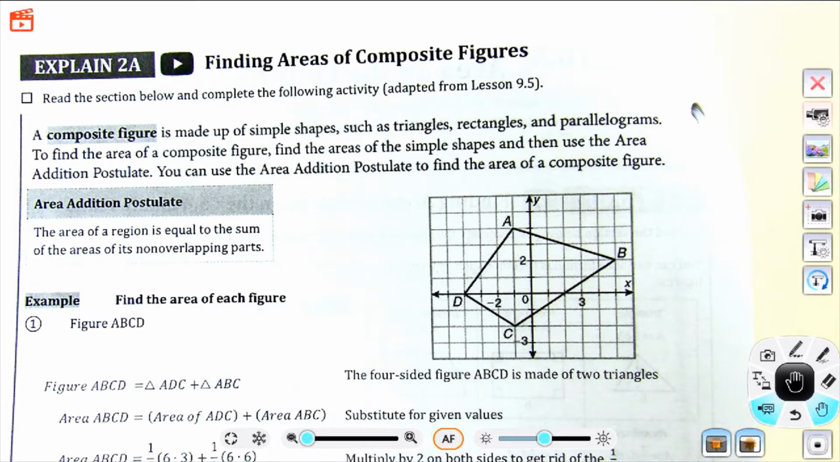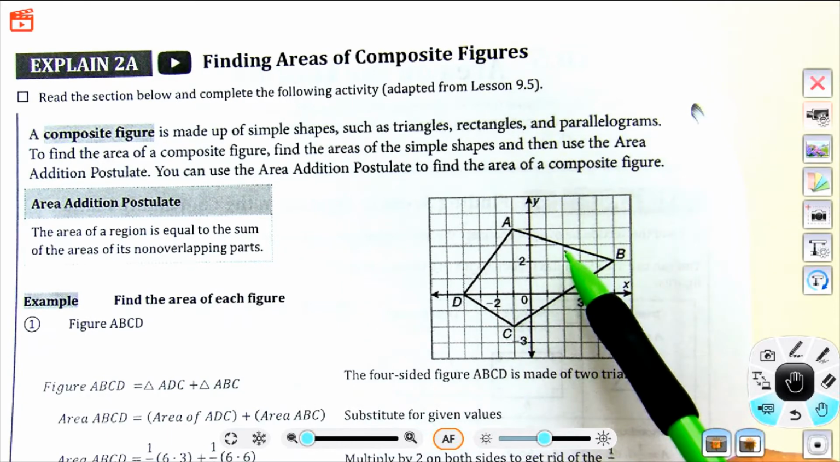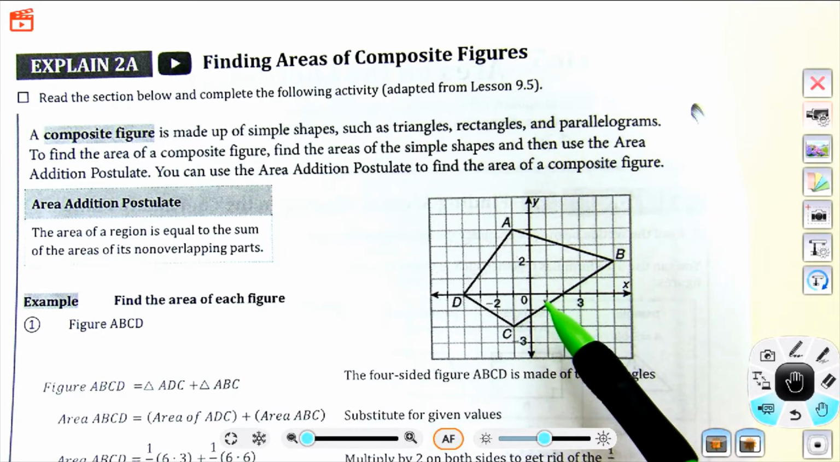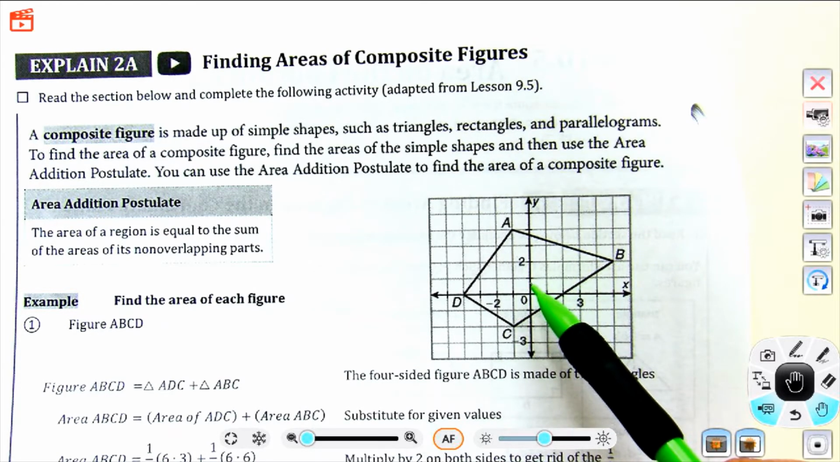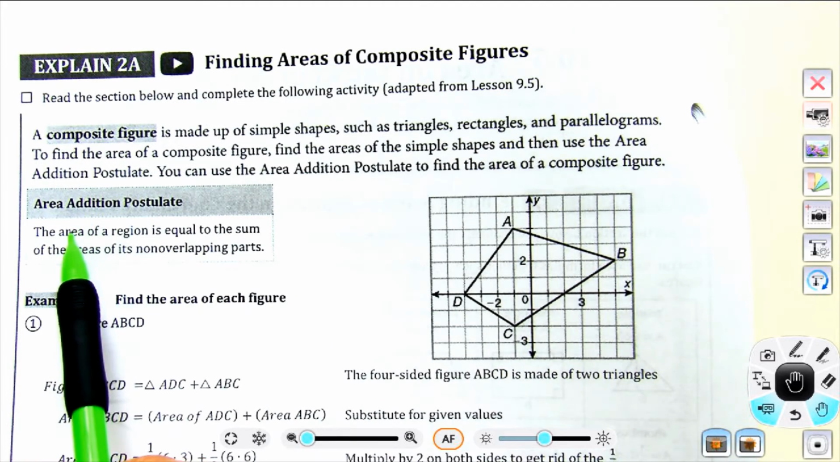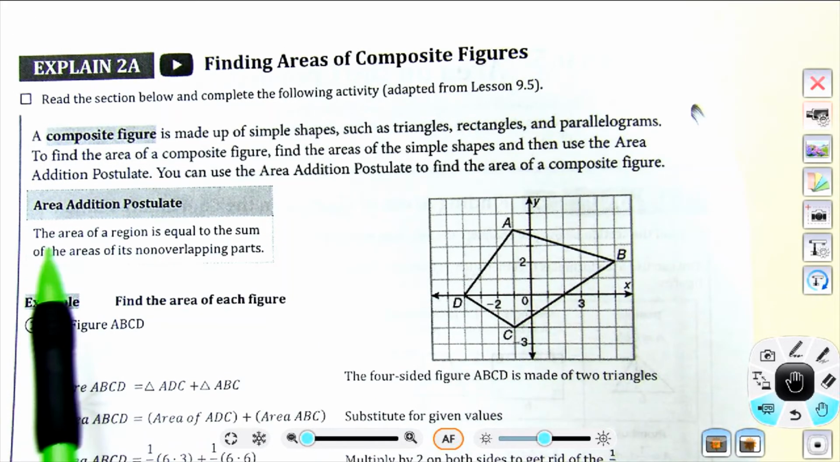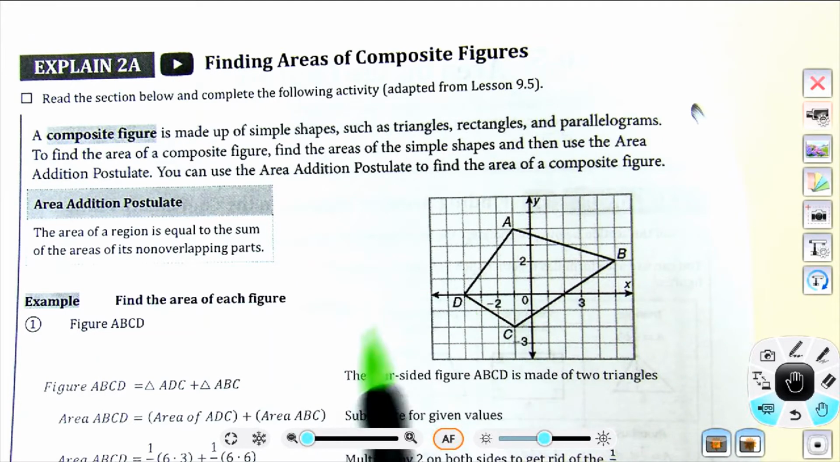But what we could do is break this composite figure into multiple pieces so that we can find triangles, rectangles, or parallelograms in this figure. And what we're going to be doing is something called the area addition postulate, where we're going to find the area of each shape, and then at the end, take the sum of each shape to find the area of the entire composite figure.